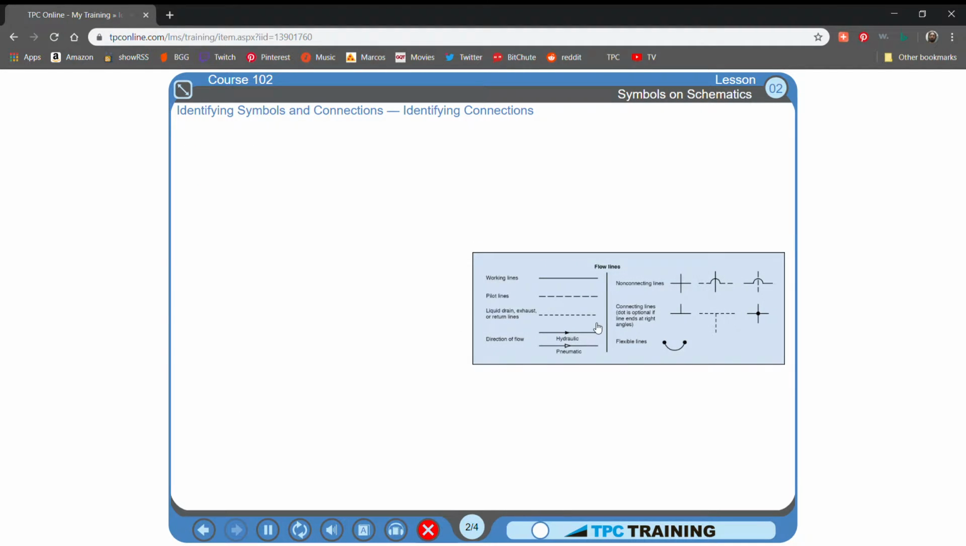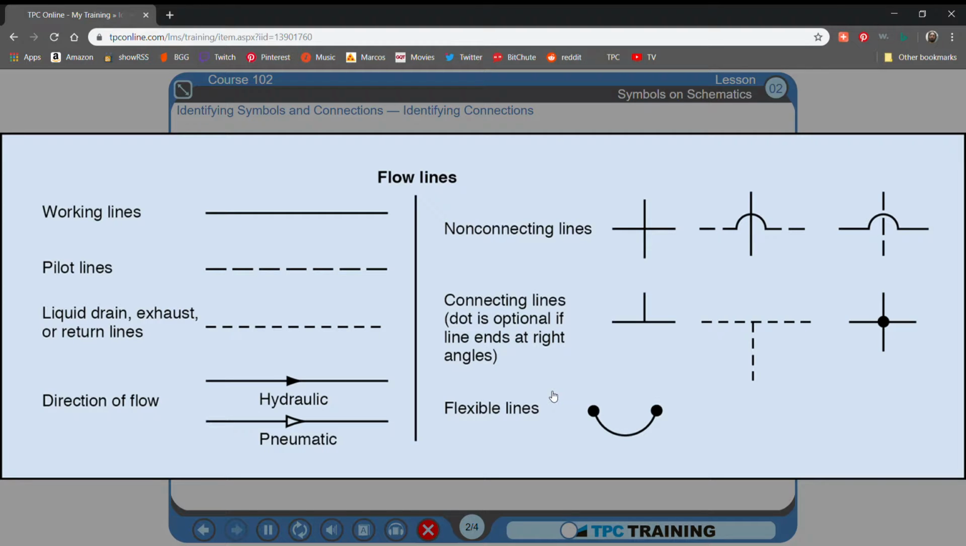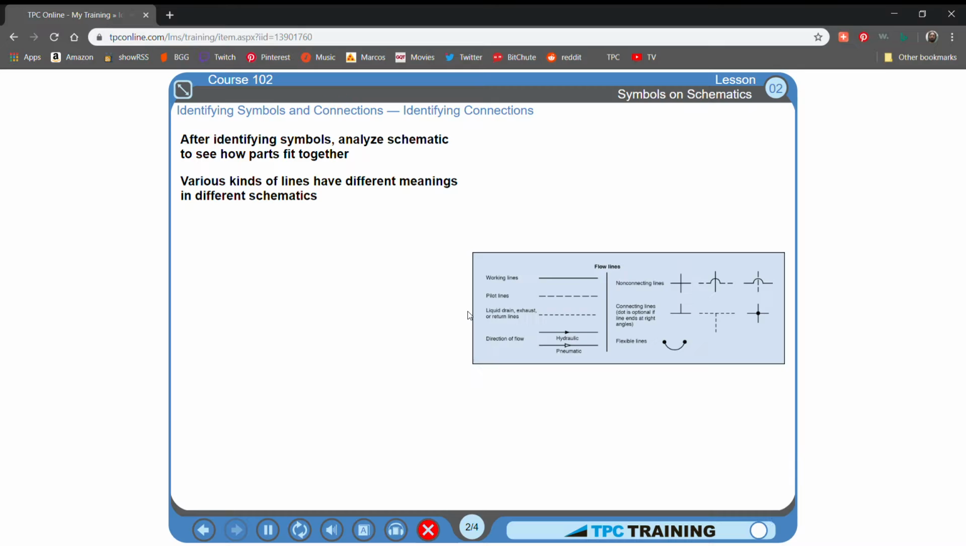Identifying connections. Once you have identified the individual symbols, you must analyze the schematic to see how the parts go together. You already know that various kinds of lines have different meanings in different schematics. Now you must figure out what the lines mean in the schematic you are trying to read.